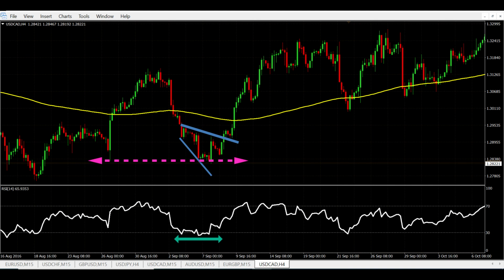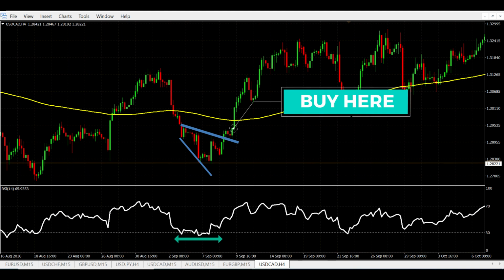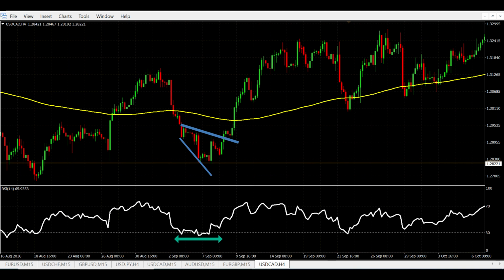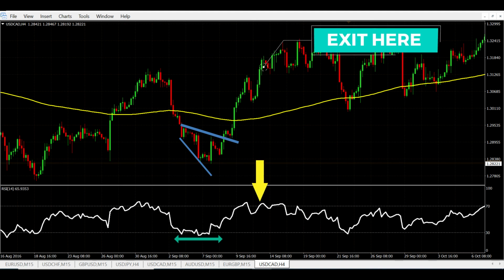As a result, if the price breaks the expanding triangle upwards, we could enter into a long position. The trade stop loss should be placed below the bottom of the expanding triangle. When the RSI enters the overbought zone, you may want to exit.